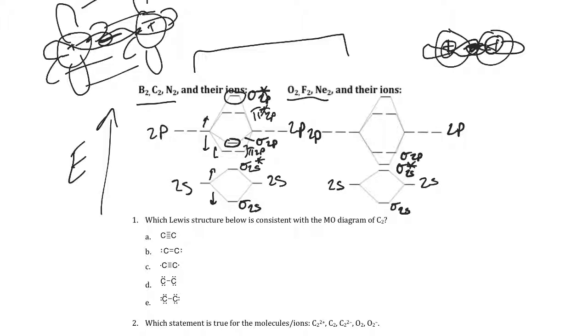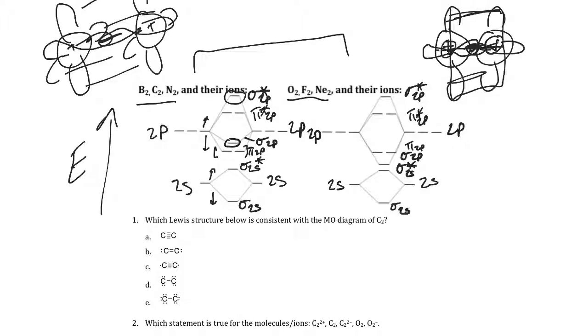So the next orbital would be the sigma 2p, then the pi 2p, then the pi star 2p, and then the sigma star 2p. Just remember, sigma is the case of bonding that's symmetrical about the bond axis of the molecule, and then the pi is symmetrical about the plane of the bond. So it's like a planar type bond.